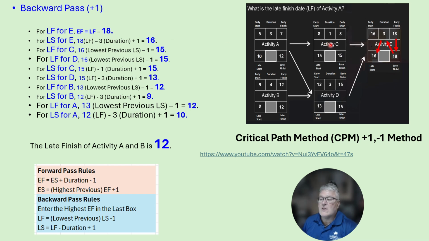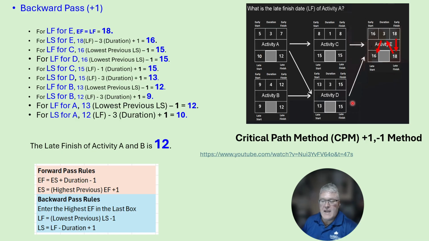Next, we want to take a look at activity C. We take a look at our rules, and we look for the late finish rule. It says the lowest previous late start minus 1. Our lowest previous was 16. So we take 16, we subtract 1, and then we have 15. So for C, that's how we've got the value of 15, and I've listed it here.